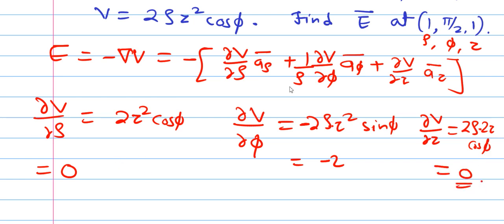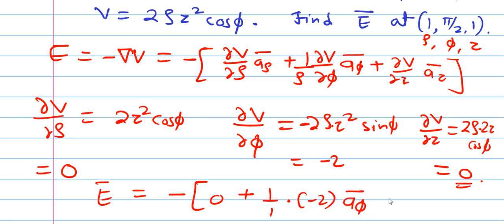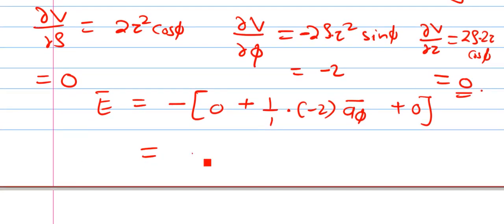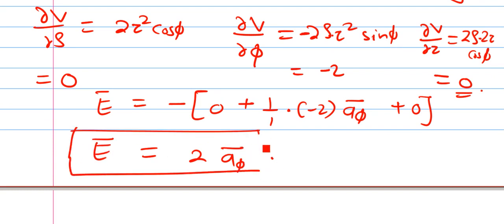Now substitute all these in the given equation. So the electric field E equals minus of 0 plus 1 by rho. Now rho value is 1, dot ∂V/∂phi value is minus 2 a phi vector plus 0. So the final answer is 2 a phi vector. So this is the final answer for the electric field E bar.